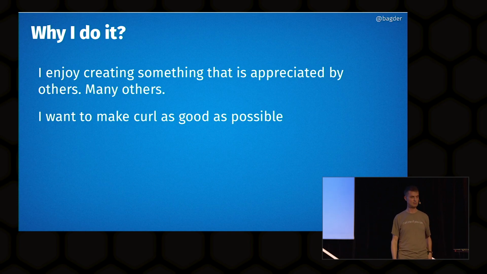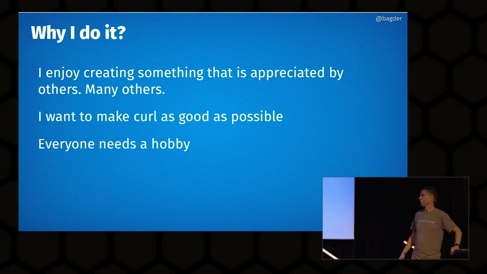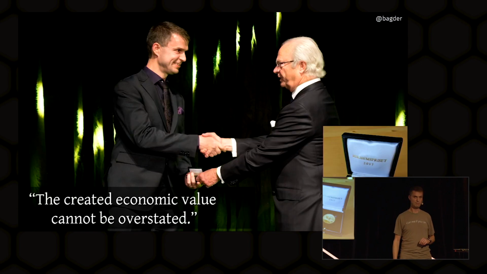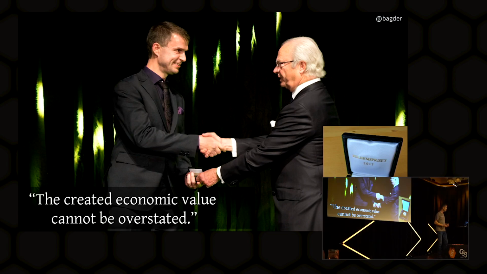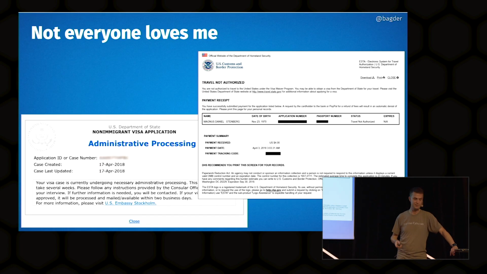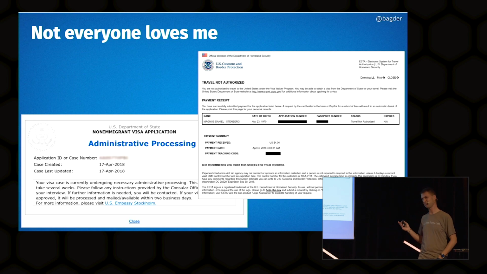Everyone needs a hobby. Others do sports. I do curl development. So I did it 20 years, and then I got a medal for it in 2017. But I was mentioning some of the sort of more shady users of curl. They also made it, yeah, sure, I got a medal, but I also got this from another source. So they don't let me into the US anymore. I don't know why, and I don't know if it's necessarily because of this, but I have my suspicions.